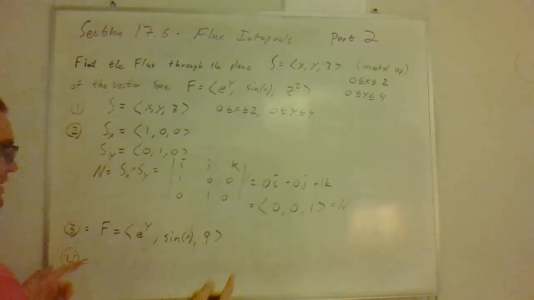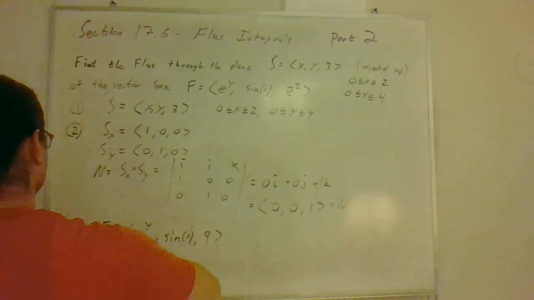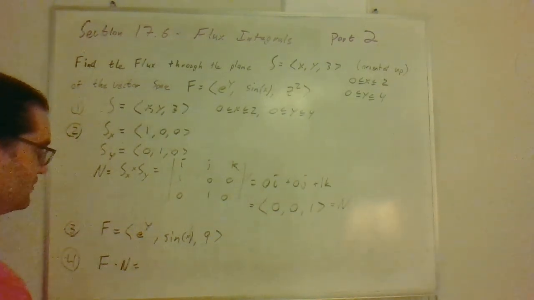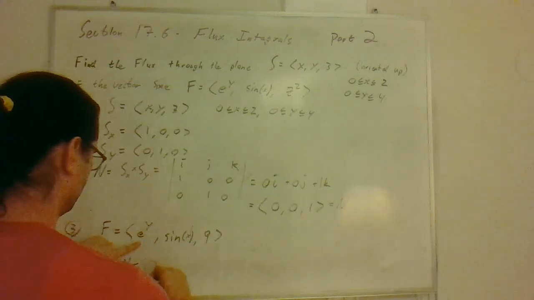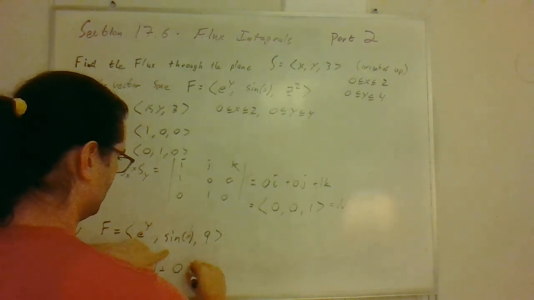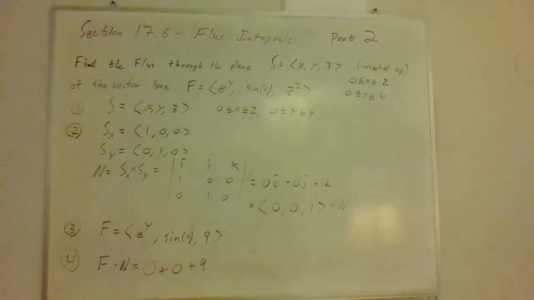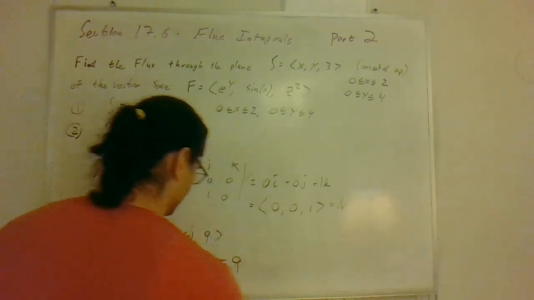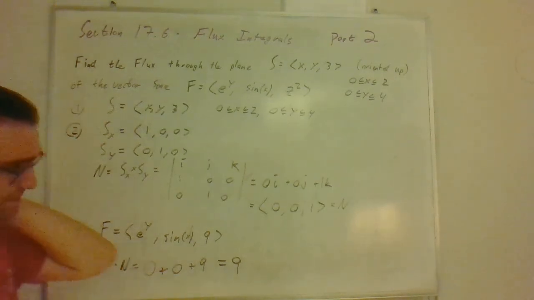Next thing I need to do is find the dot product of f and n. F dot n is going to be 0, nice, plus 0, also nice, plus 9, which is just 9. So that's convenient.